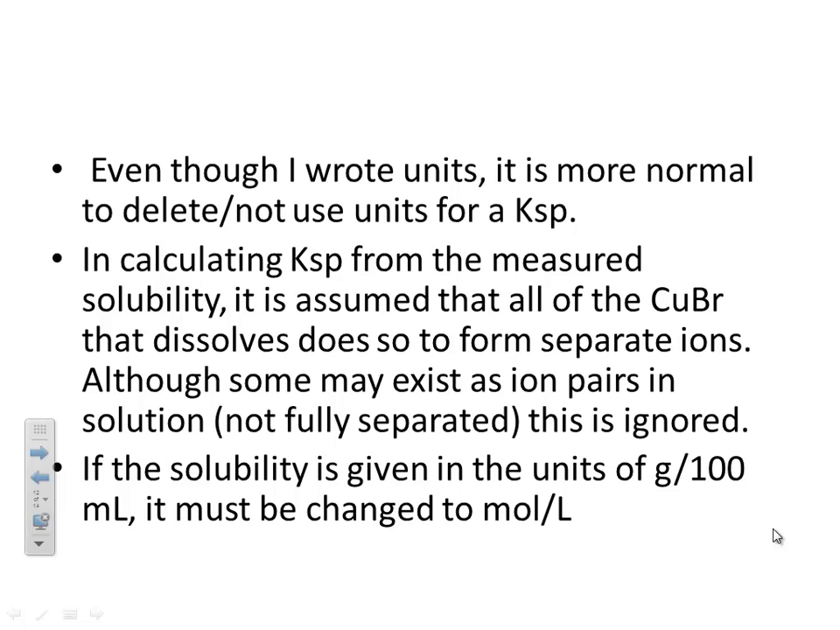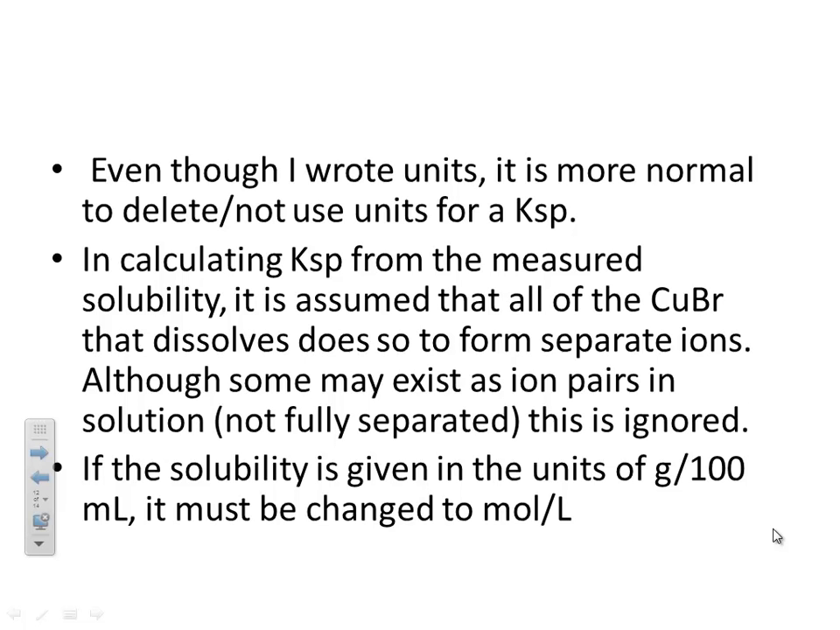In calculating KSP from the measured solubility, it's assumed that all of the copper bromide actually dissolves and there are no ion pairs that remain in the solution other than what we would anticipate. Also, if you are given a solubility in some units other than moles per liter, you need to change it to moles per liter.